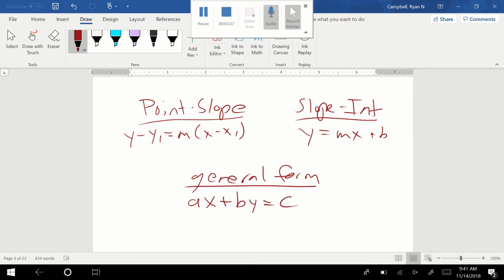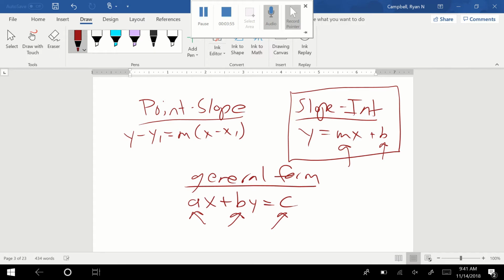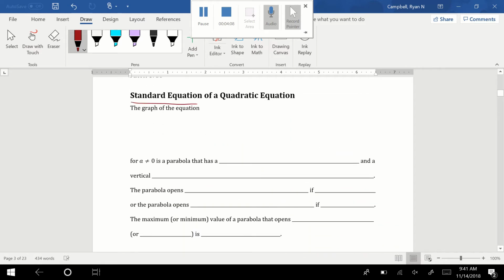So there are many different ways of writing a linear equation, but remember, slope-intercept is typically the best one of all three because every single value in it tells us something. M is the slope, b is the y-intercept. If you look at anything else, the a and b in the general form and c don't really tell us anything. And even the points in point-slope form, we know they're points on the line, but it doesn't help us as much. Slope-intercept form is the best. Just like that, the standard form is going to be the best way to graph our quadratic equations.